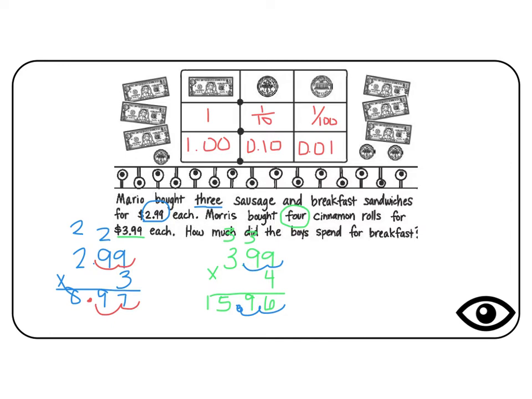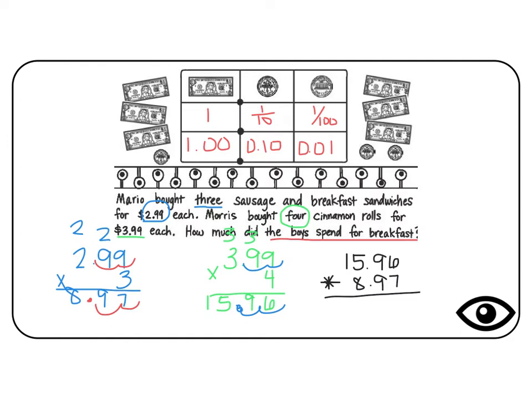And we're almost done. The last part of the question asks us, how much did the boys spend for breakfast? So our last part of this problem is that we're going to need to add our 2 numbers together to know how much the boys, which is both of them, spent. So I'm going to put my bigger number on top, $15.96, and I'm going to add $8.97. So we lined up by the decimals, and now we're just going to add.